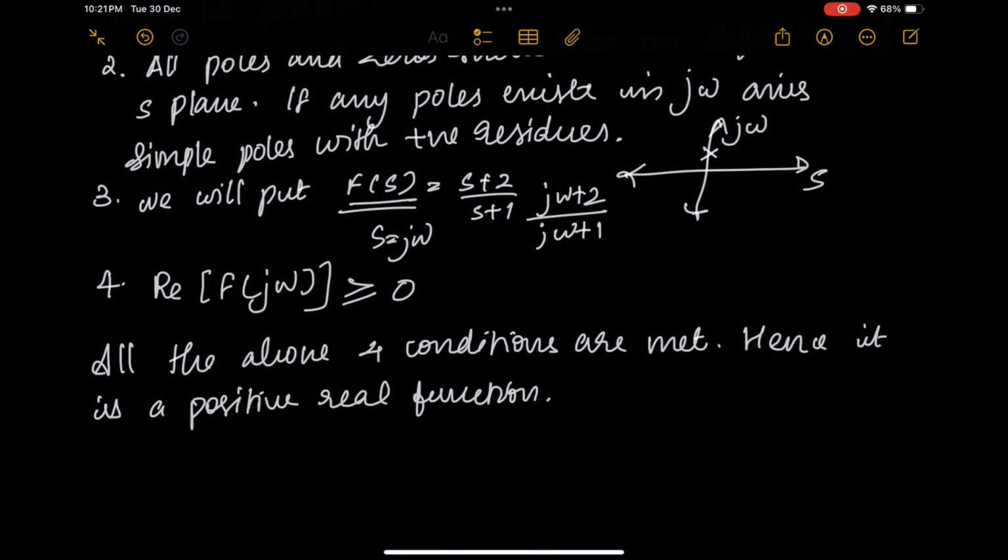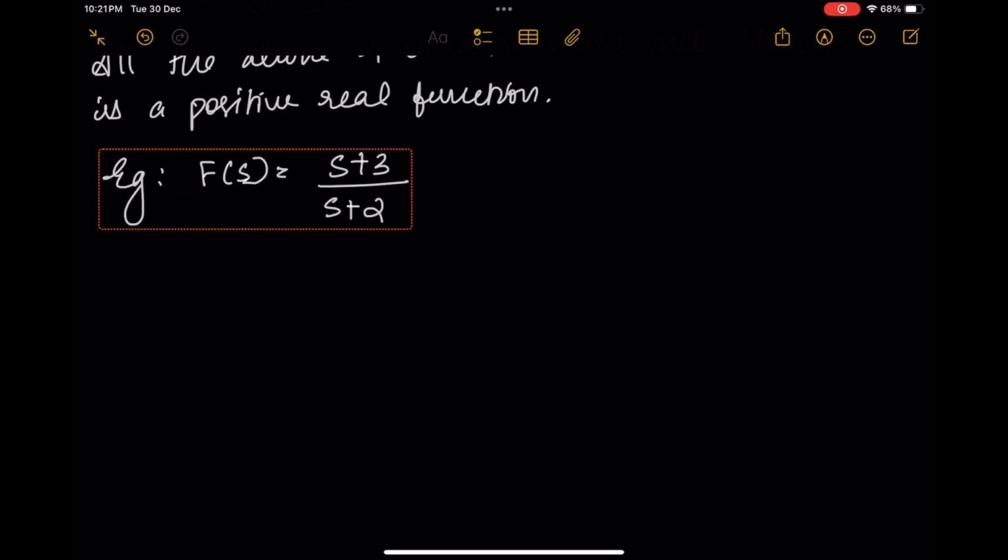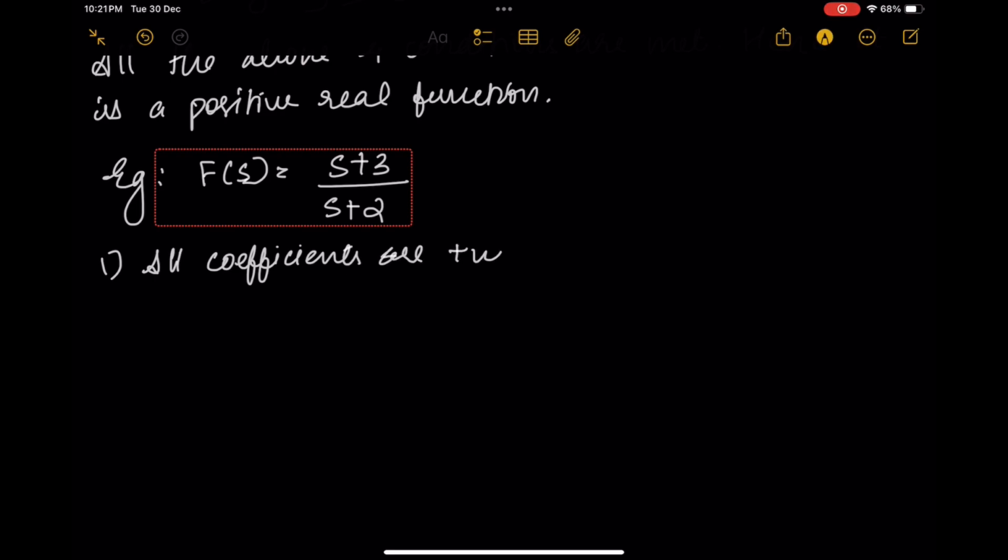So next I'll move on to an example. I'll solve an example for you. So I'm taking f of s equal to s plus 3 by s plus 2. So my first step is to check whether all coefficients are positive. In the numerator it is s plus 3, that is 1 and 3, and in the denominator it is s plus 2, so that is 1 and 2. All the coefficients are positive. Hence our first condition is satisfied.